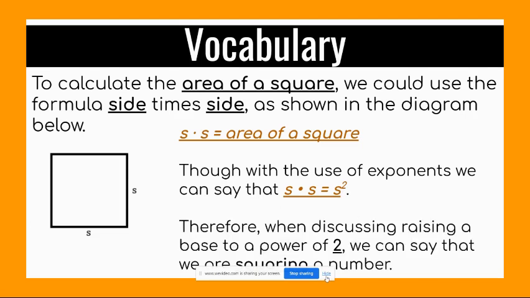So therefore, when we are discussing raising a base to a power of 2, we can say we are squaring a number. So if we raise that power to an exponent of 2, we are squaring the number, because side times side is the area of a square. Side times side is the same thing as s to the power of 2, or s squared. So that's squaring a number.